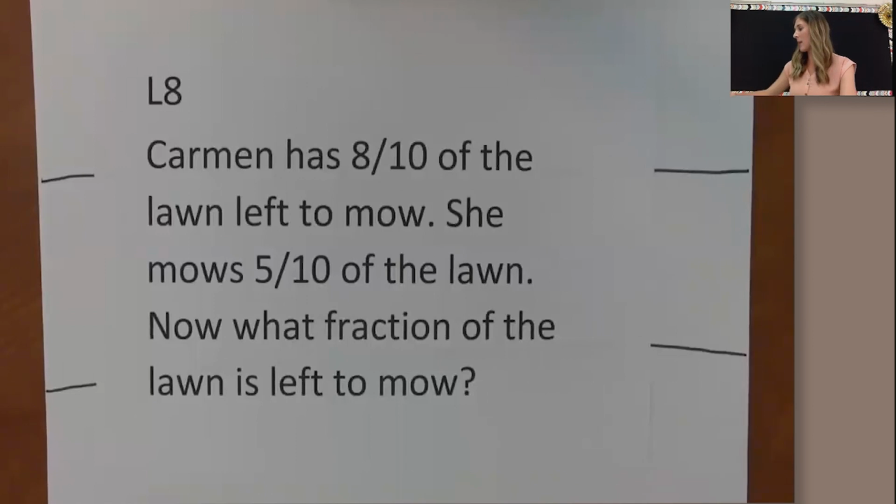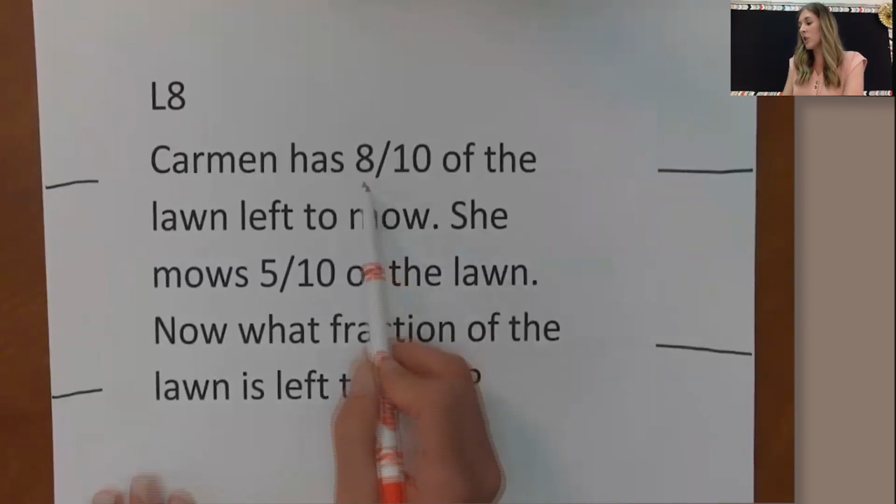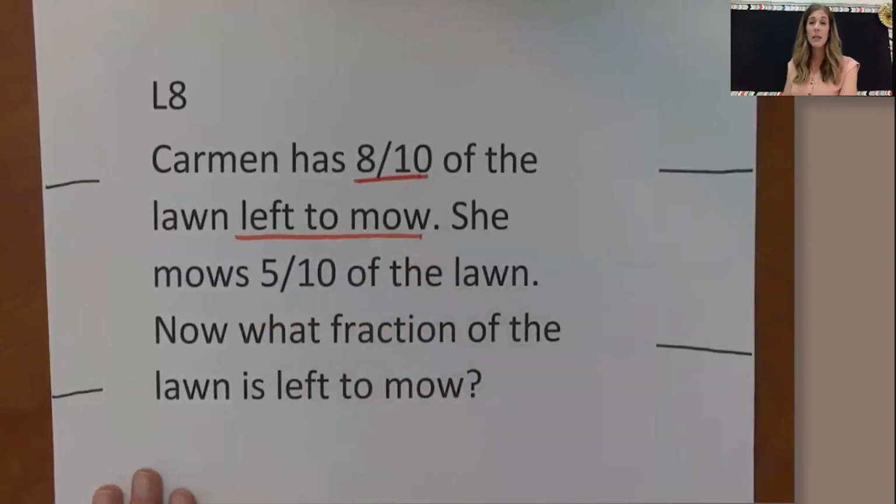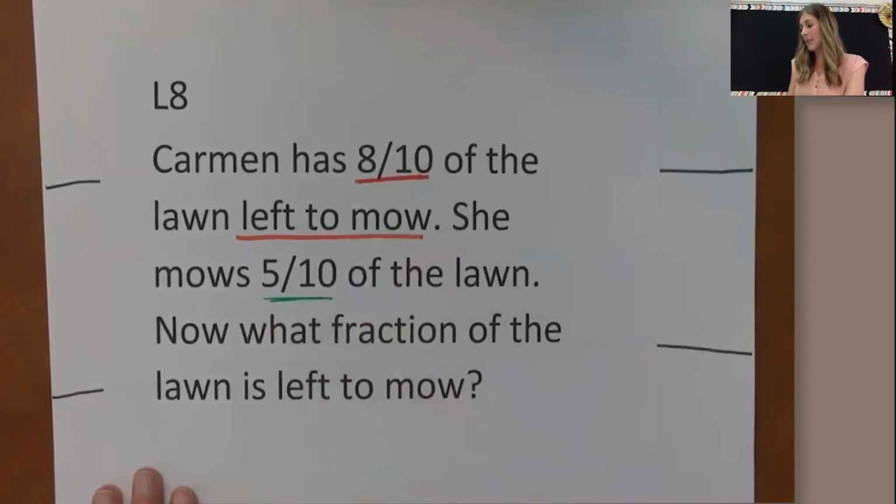So let's think about that for a minute. Let's go through what do we know? What do we need to know? We know that she has 8/10 left to mow. So she still needs to mow 8/10 of her yard. Well, she went ahead and she mowed 5/10 of the 8/10 that she had left. So what fraction of the lawn is left to mow?